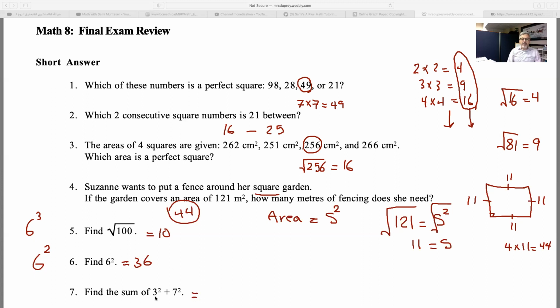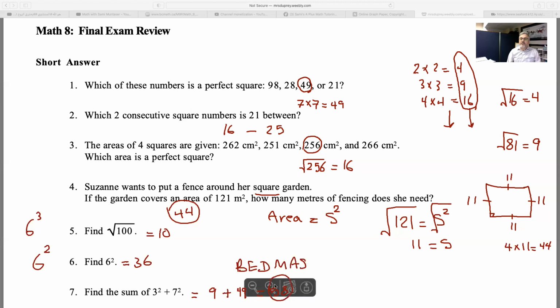So now find the sum of 3 squared plus 7 squared. Definitely you have to do the exponent first here because of BEDMAS, some people call it PEMDAS. What this means is brackets first, which we don't have here, exponents second. So you'd have to do the exponents. We don't have division or multiplication, and then we have to add the two numbers. So 3 squared is 9, plus 7 squared, which is 49. And 9 plus 49 gives you 58.